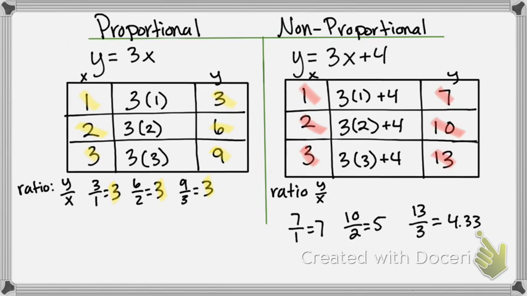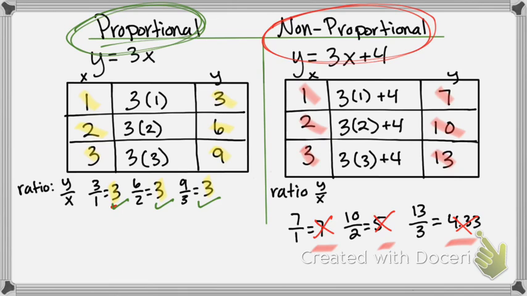So all of these right here are not the same. They are not constant. They're not proportional. So whenever you have a ratio that's the same, they're the same number, then you have a proportional relationship. But if they're different, like 7, 5, 4.33, then you have a non-proportional relationship.